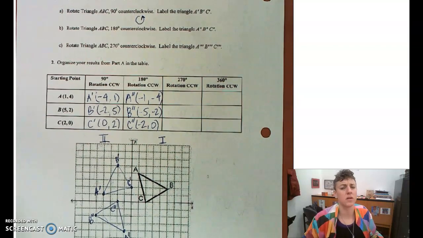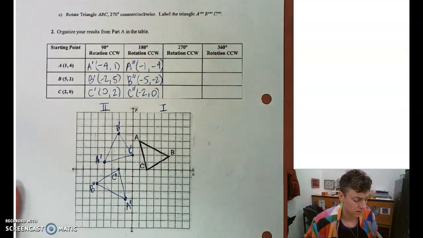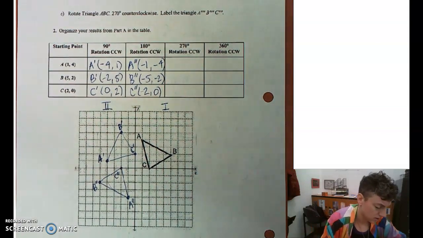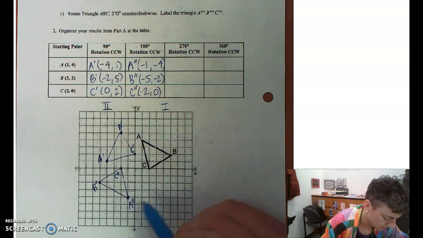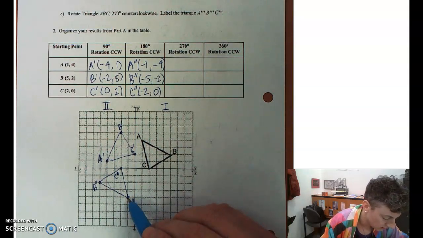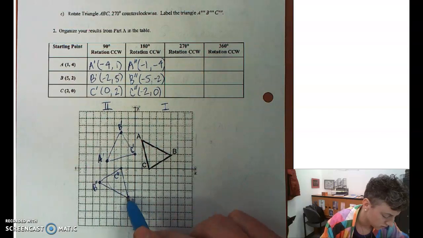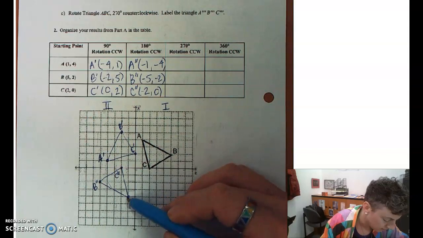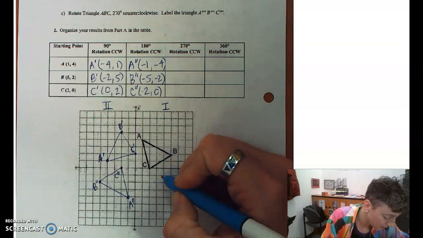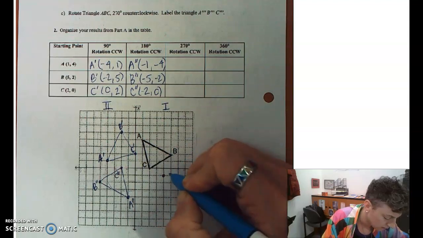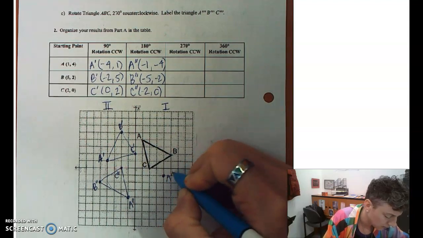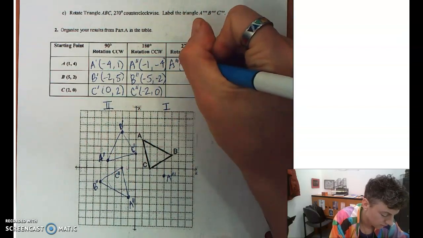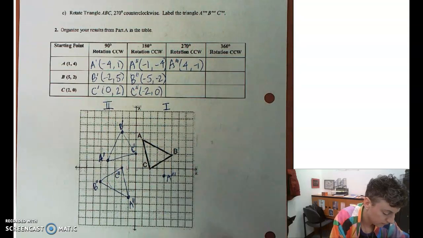Oh, you guessed it. We're going to go one more. And then we'll talk about the sneaky 4th turn. Rotate it one more time, 90 degrees more than the last one. So A double prime was at -1, -4. A triple prime is going to be over here. Boom, boom, boom, boom. A triple prime is at 4, -1.